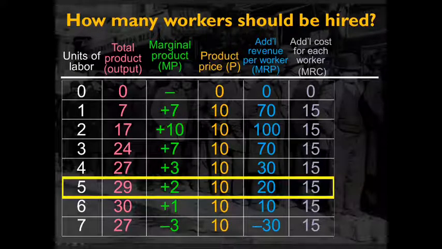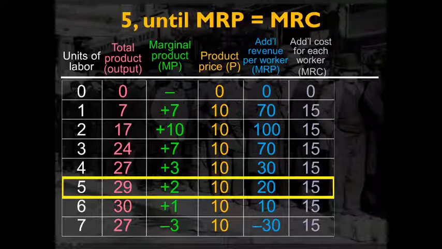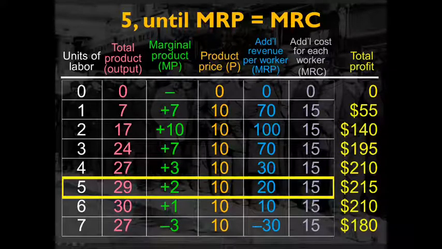So notice for the fifth worker, that fifth worker still generates $20 for the company, but only costs $15. So you're going to hire that worker. However, for the sixth worker, you are not going to hire him because he's going to only generate $10 in additional revenue, but cost the firm $15. Okay, so you're going to keep hiring until your marginal revenue product equals your marginal resource cost. In this case, you're not going to ever pay more to hire a worker than you will from the revenue he or she generates. So you can look at total profit.